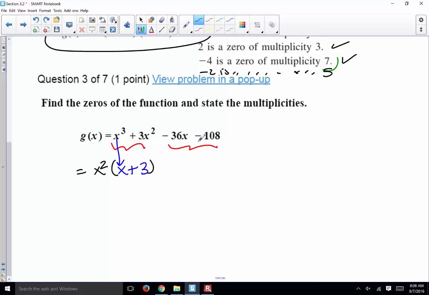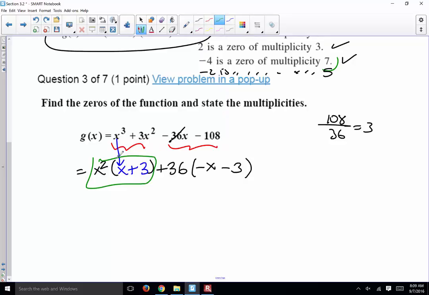Good. What is common in the second group? 36. Only 36. Okay. I'm going to borrow 36 and you will tell me what's going on. When I remove 36 here, what is left in this group? Negative x. When I remove 36 from 108, what is 108 over 36? 3. Perfect. But it's negative, right? Because you said.